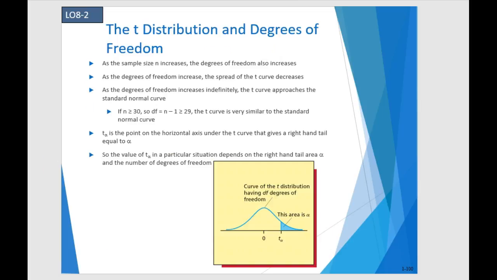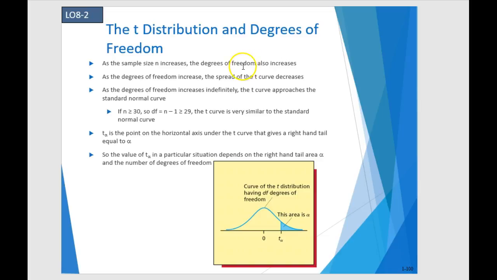The t-distribution and degrees of freedom. As the sample size n increases, the degrees of freedom also increases. That makes complete sense, right? If we have a sample size of 100, we have degrees of freedom of 99. If the sample size goes up to 200, we have degrees of freedom of 199. So it's going to increase by 1 unit just as the sample size does. As the degrees of freedom increase, the spread of the t-curve decreases, so it's going to start to look more and more normal.